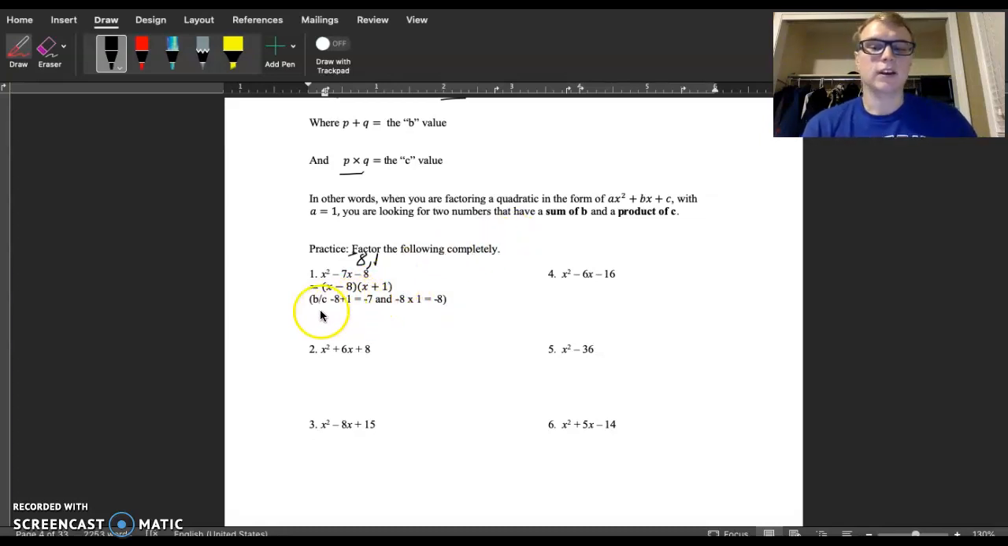So if you're not sure whether you're right or not, a good way to make sure is that you can do a check to make sure your answer is right. And how you do that is you just do the multiplication. You go the reverse. So we have x and x, so we have an x squared.